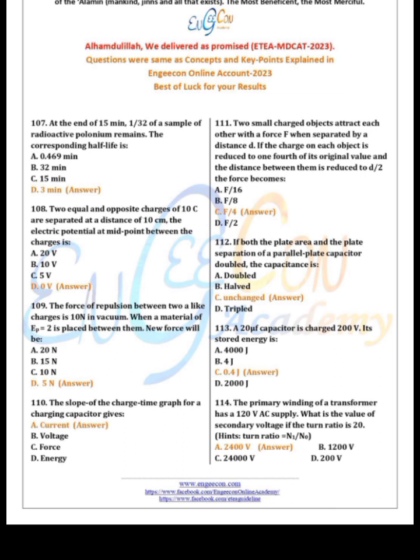0.4 joule. 114. The primary winding of a transformer has a 120 volt AC supply. What is the value of secondary voltage if the turn ratio is 20? Turn ratio means n1 by n2. Correct option is A, 2400 volt.